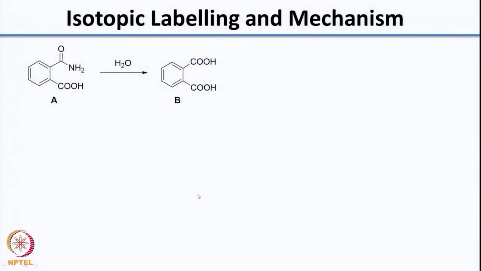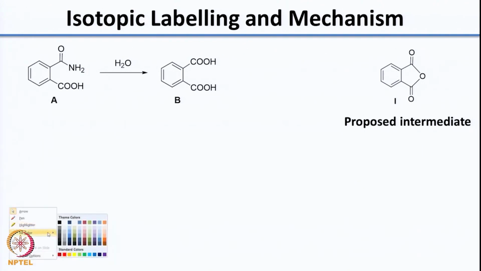Now, I will give you a hint. If you have written several mechanisms, what is proposed is that it goes via this anhydride intermediate shown here. So, if any of your mechanisms do not have the anhydride intermediate, I suggest you press the pause button and then try to work out a mechanism where you get this anhydride intermediate. And another hint I will tell you is that the neighboring carboxylic acid has a role to play. So, let us see if you got the mechanism correctly.